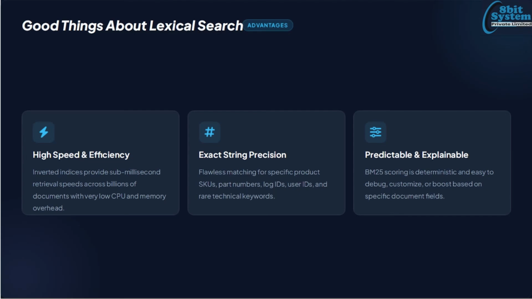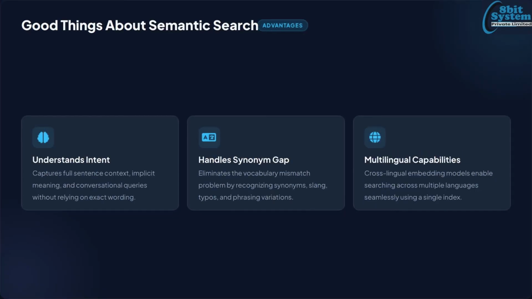Okay, now let's see why semantic search has become so popular. It is popular because it has different advantages. The first advantage is understanding intent. Semantic search captures the full sentence, context, implicit meaning, and conversational queries without relying on exact wording.